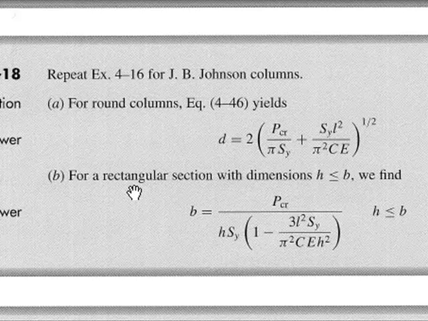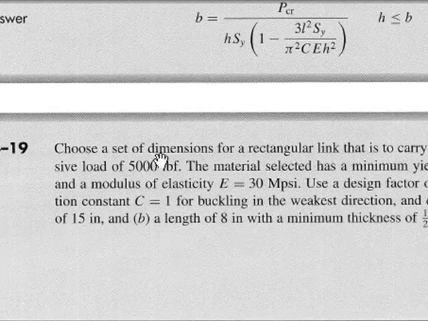Again, plugging in b and h for area and moment of inertia terms, and then solving the equation for b only in terms of h and Young's modulus and end fixity and yield and load and length, all of those things. We have a design equation that will give us b. That's the end of example 4-18.